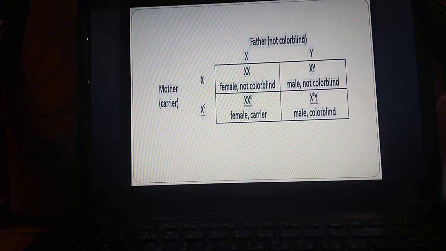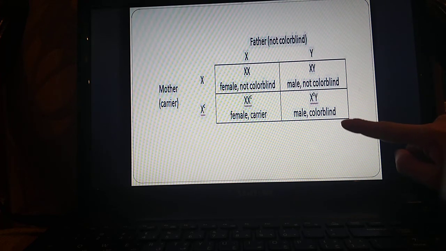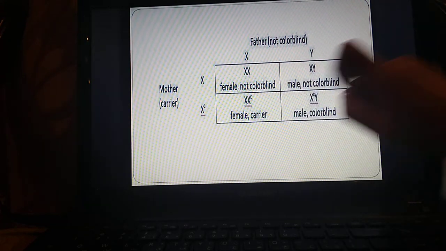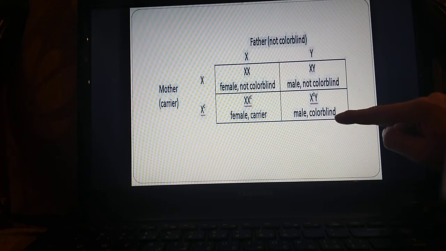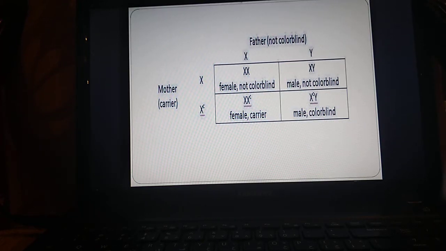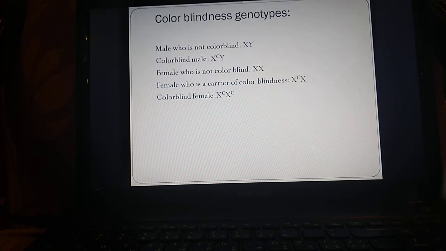He will be colorblind. As you can see, احتمالية إصابة الأولاد بهذا المرض أكبر من احتمالية إصابة البنات. Both females are healthy, but half of the baby boys are likely to be color blind. Okay? Let's see another example. Before the other example, we would like to set things straight. أول شيء, the color blindness genotypes. This slide is very important.